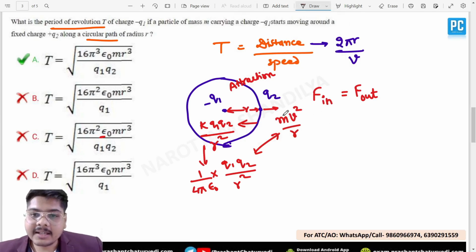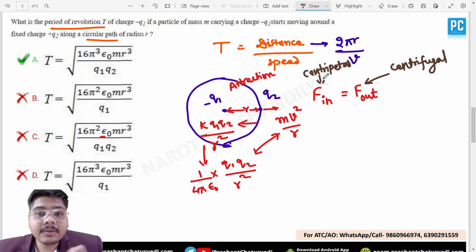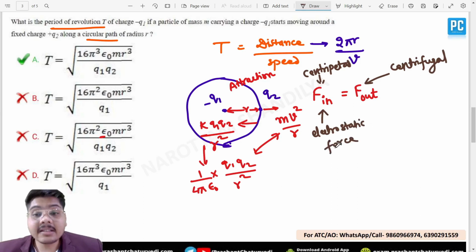Okay, so F inside it is centripetal. I should write it. This is centrifugal. So we are saying that which force is acting inward. Inward, it is electrostatic force. So that's why here the electrostatic attraction force is acting as a centripetal force, and we don't find any other force for the centrifugal force.